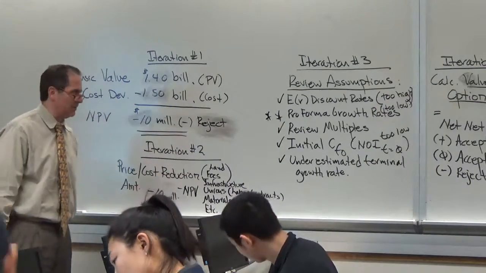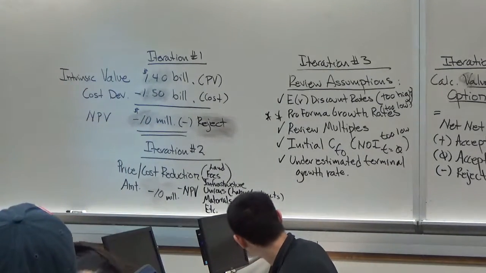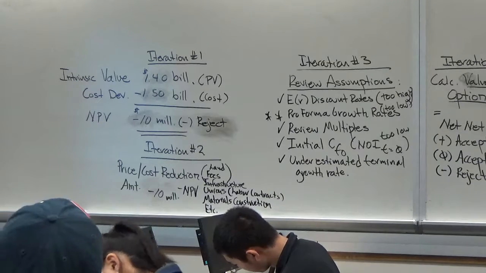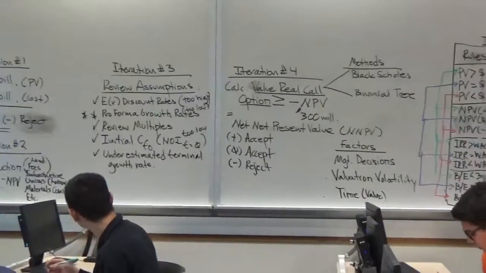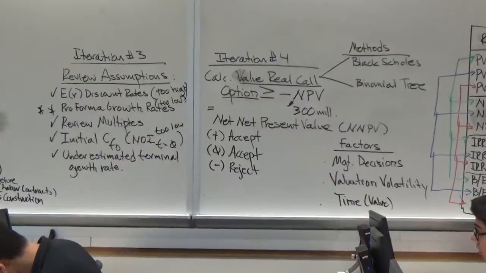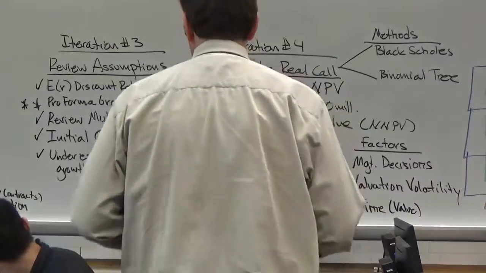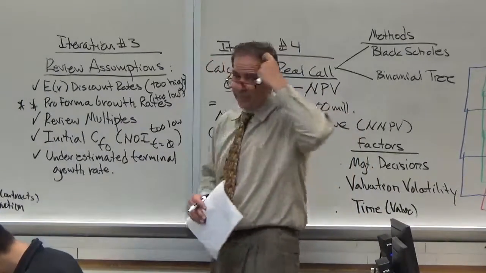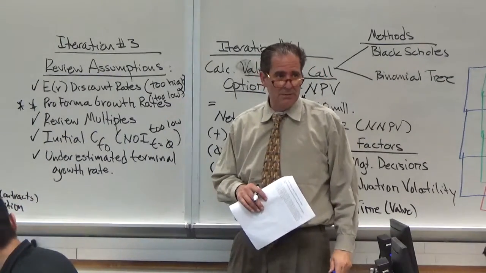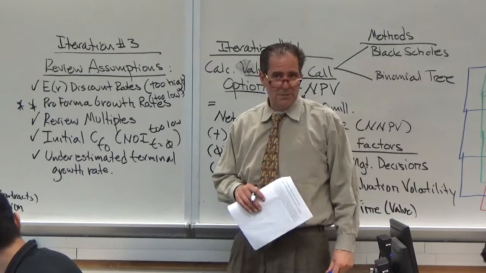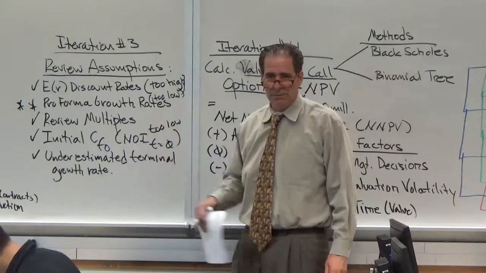But we still get a negative net present value, so we go to iteration three, and then what do we do? We review the assumptions. What assumptions do we review? You guys can just yell it out. You're going to go back and look at the discount rates. Were the discount rates too high or too low? Too high. What about the growth rates? If I'm giving a negative net present value, are my growth rates too high or too low? Too low. What about the multiples?